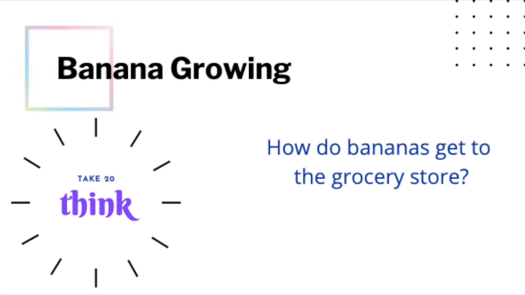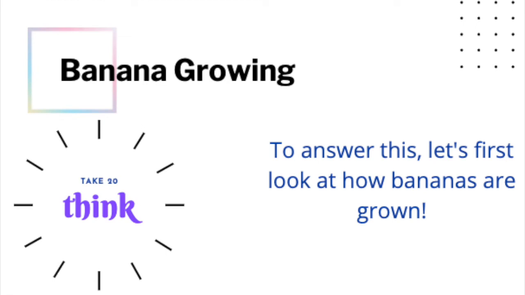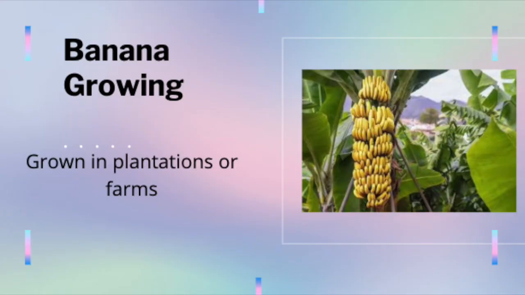How do bananas get into our grocery stores? Before I give you the answer to this question, let's first look at how bananas are grown. Bananas are grown in plantations or farms. A banana plant takes about 9 months to grow up and produce a bunch of bananas.